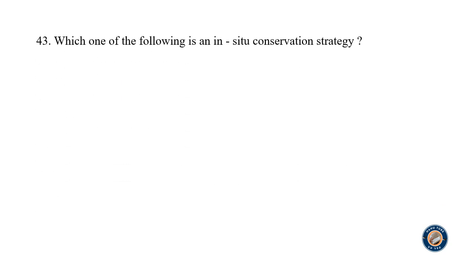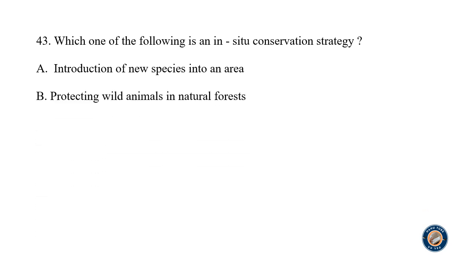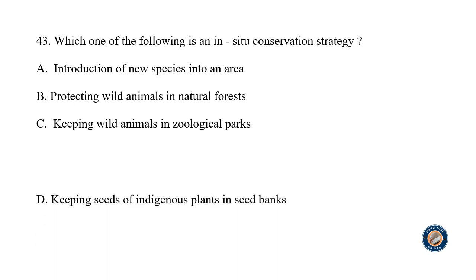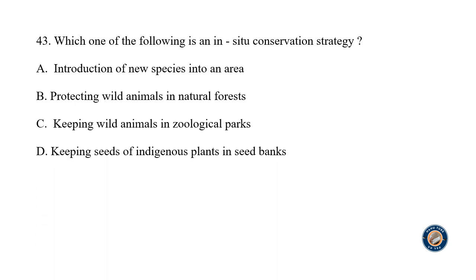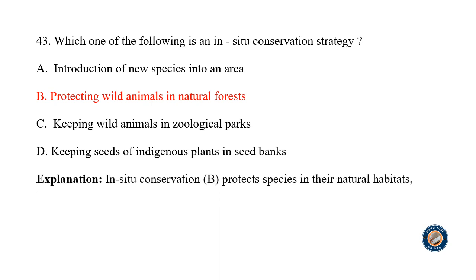Question number 43. Which one of the following is an in situ conservation strategy? A. Introduction of new species into an area. B. Protecting wild animals in natural forests. C. Keeping wild animals in zoological parks. D. Keeping seeds of indigenous plant in seed banks. The answer is protecting wild animals in natural forests. In situ conservation protects species in their natural habitats.